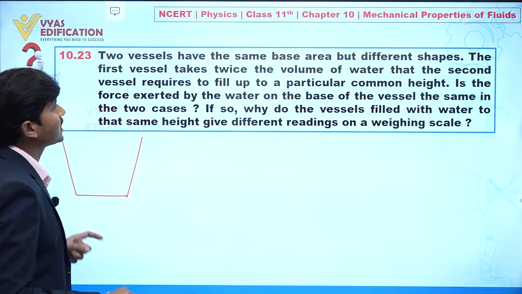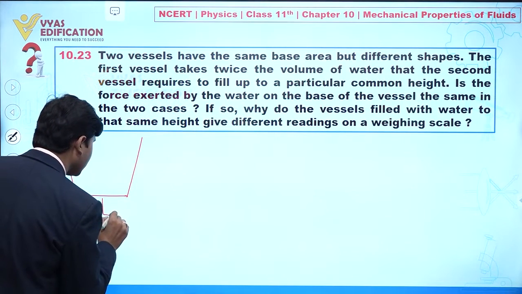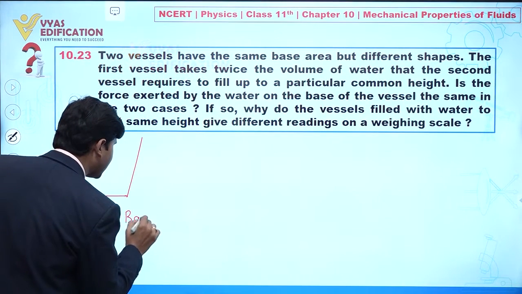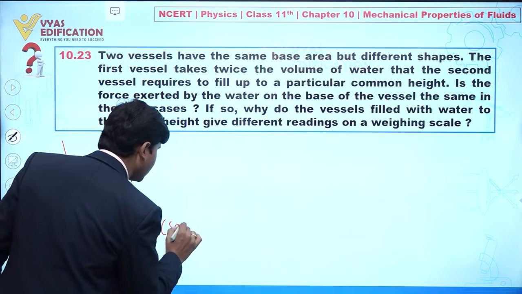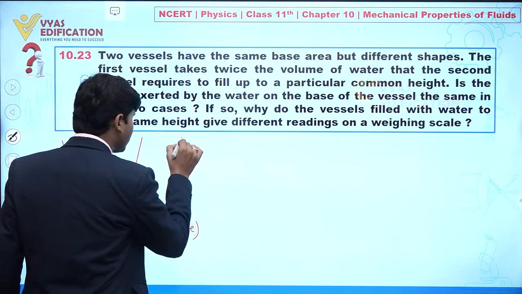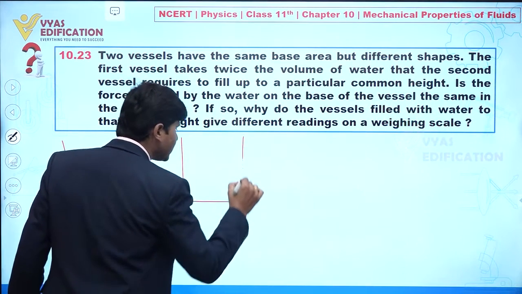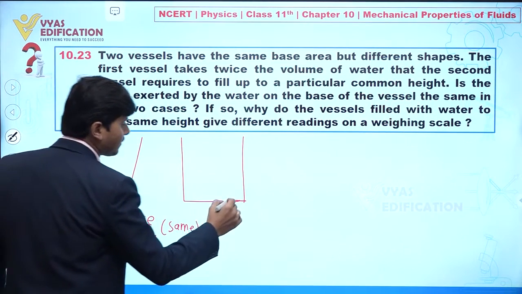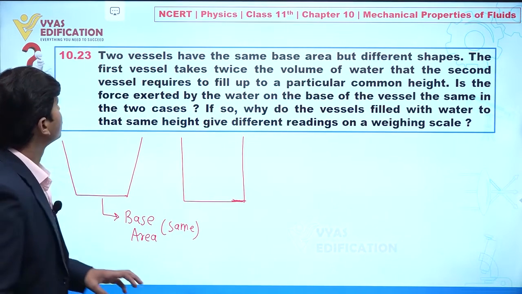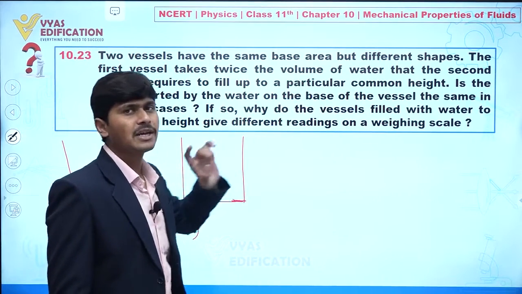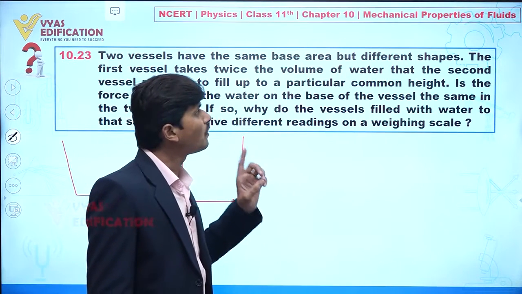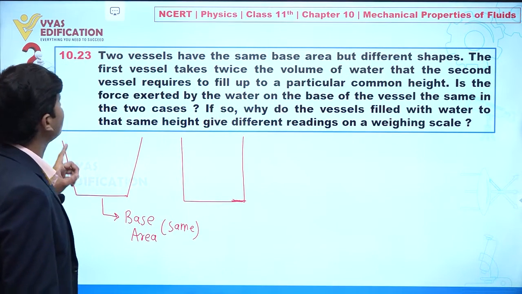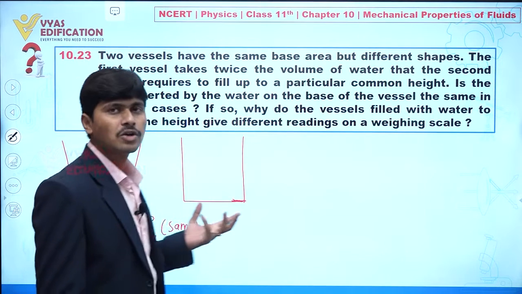Two vessels have same base area. I mean we can say this one we have base area, this is same. Clear? And let's suppose we are also having one more container, and this container is also having same base area. Clear to you? Yes. So two vessels have same base area but different shape. The first vessel takes twice the volume of water that the second vessel required to fill a particular common height.